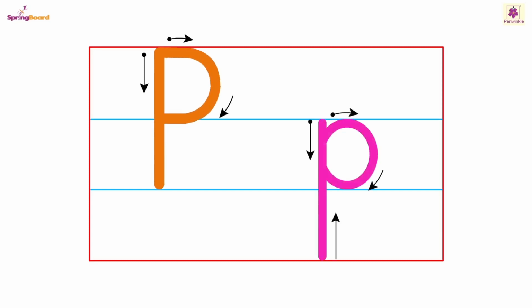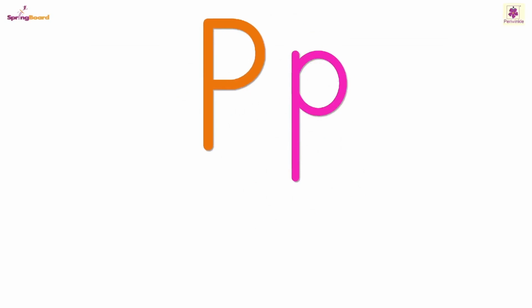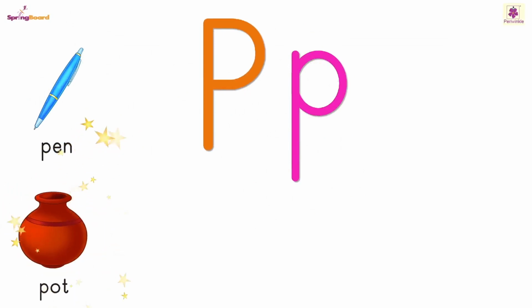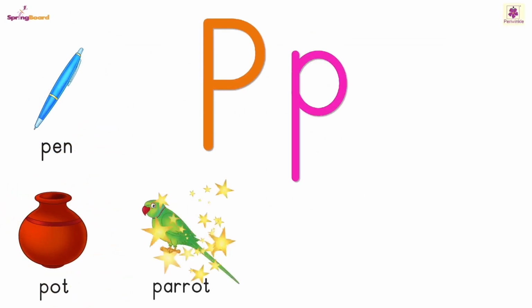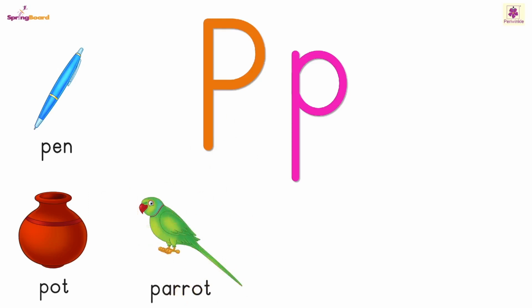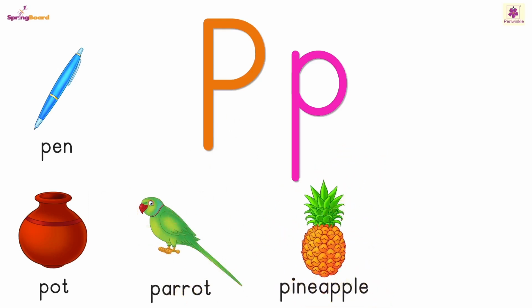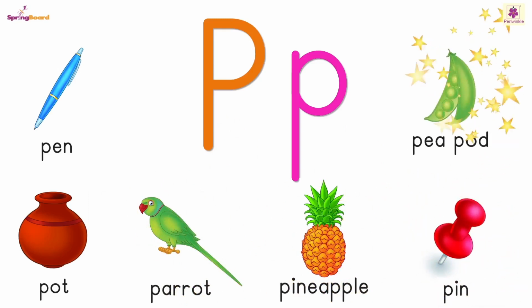This is letter P. The sound of letter P is P. Name things that begin with the sound of P. Pen, pot, parrot, pineapple, pin, peapod.